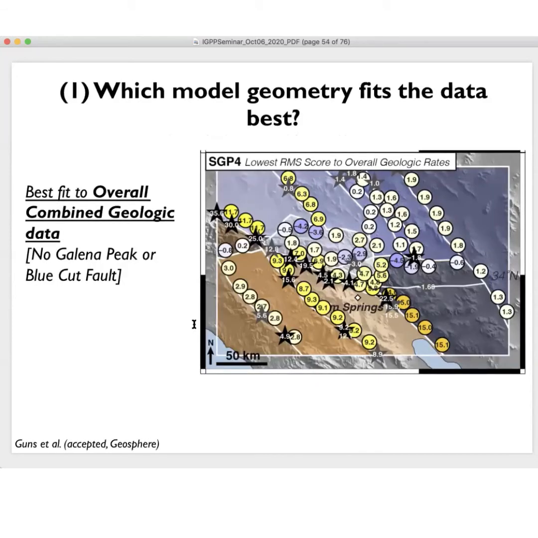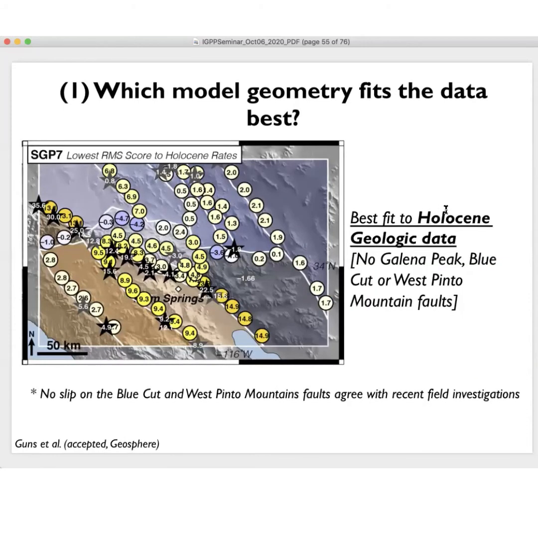When it comes to our other data types, this is the model that best fits our combined geologic data. So this is both the Holocene and Pleistocene slip rates together. And this fault model does not include a Blue Cut fault, which is off here in the Joshua Tree National Park area. And last but not least, our Holocene geologic data is best fit by this particular fault geometry, which again does not include a Blue Cut fault, nor a Galena Peak fault, which is over here in San Gorgonio Pass, and it does not have a West Pinto Mountain fault here.